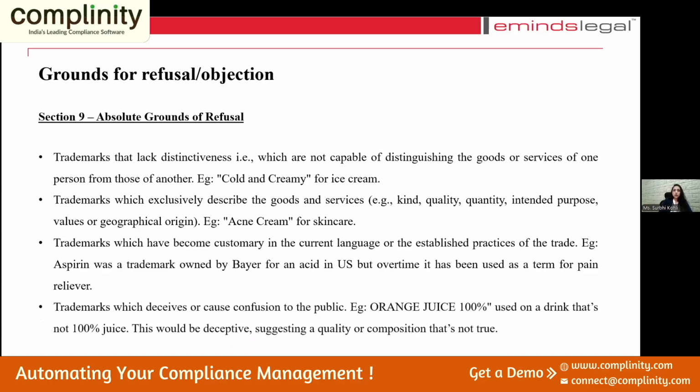Trademarks which deceive or cause confusion to the public. Example, orange juice 100% is a trademark. It cannot, as a trademark, be used on a drink that is not 100% juice. That would be deceptive, suggesting a quality or composition that's not true. So you cannot get that registered.